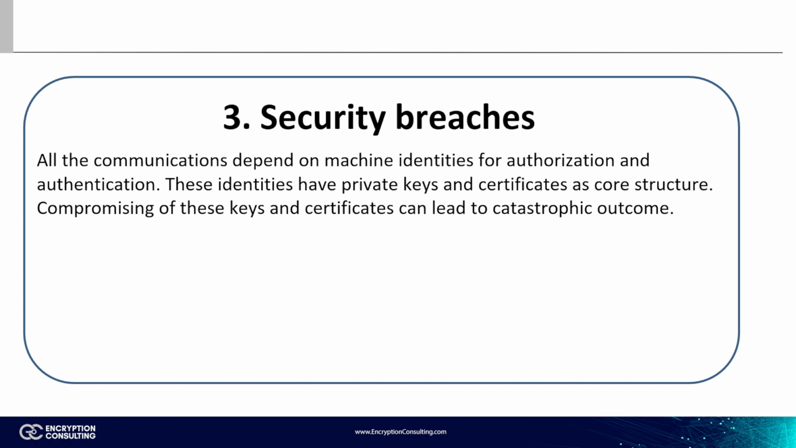Third, we have security breaches. All the communications depend on machine identities for authorization and authentication. These identities have private keys and certificates as core structure. Compromising of these keys and certificates can lead to a catastrophic outcome. Hackers who gain these certificates can access critical systems and cause a lot of damage to companies. In some cases, either knowingly or unknowingly, employees become the reason for these breaches by downloading shadow certificates. And we'll get more into that in the next slide.